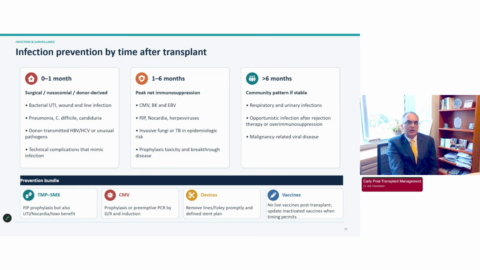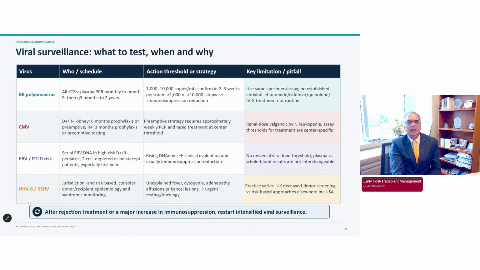So infection prevention by time after transplant. You should be familiar with this. This is just risk stratification based on timing post-transplant. Viral surveillance. BK polyomavirus. It's important to monitor patients in post-transplant year, typically month to month for the first 9 months, and then every 3 months for 2 years.